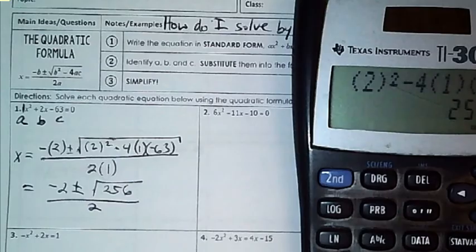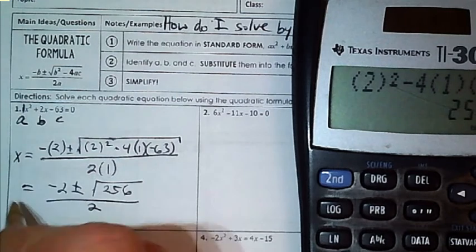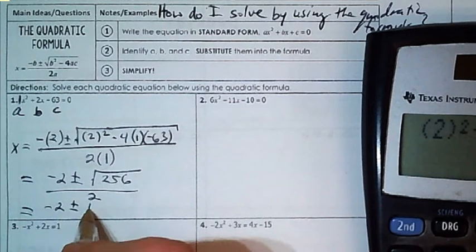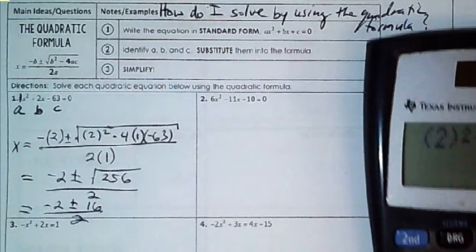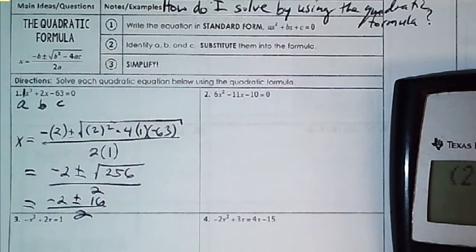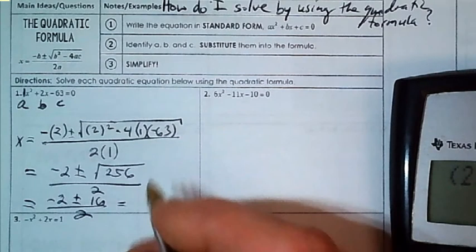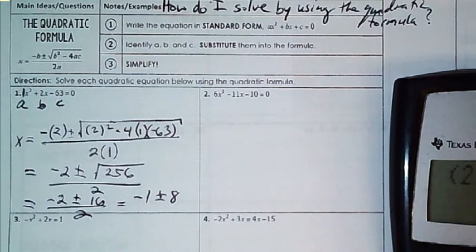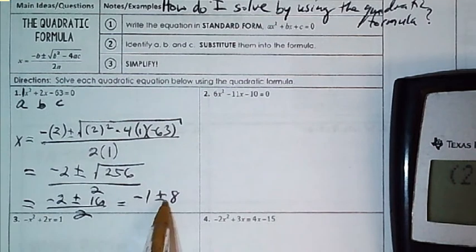Now, this is going to work out nicely because 256 is a perfect square. So what's the square root of 256? 16. Very good. So I'm going to simplify that one more time. So equals negative 2 plus minus 16 over 2. Now, we can continue simplifying because what number are all of these numbers divisible by? 2. So what this really is, is negative 1 plus minus 8 over 1. But I don't need to put it over 1, do I? No. So the last step is to simplify this.